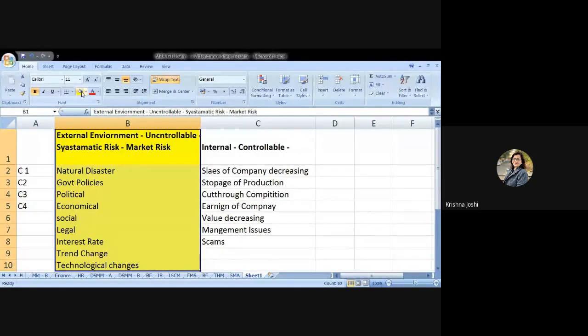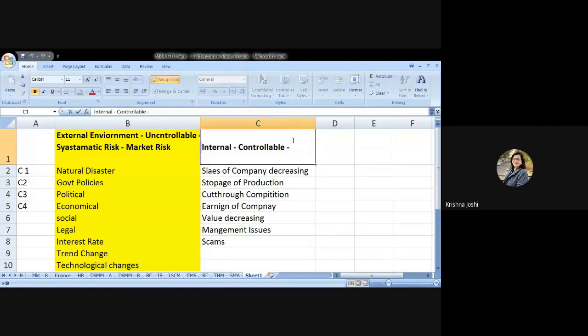Now let us come to the internal and controllable risk. This is also called unsystematic risk. Unsystematic risk. Now, what can I do to reduce this risk? Can I do anything? First of all, can I do anything to reduce this risk? Can I reduce unsystematic risk? Yes, guys. Can I reduce unsystematic risk?